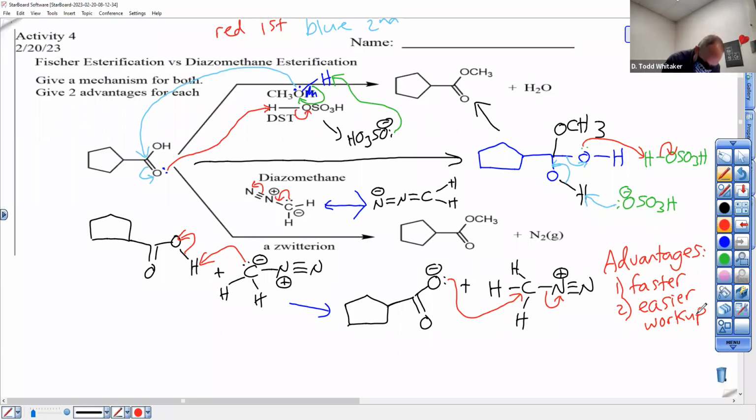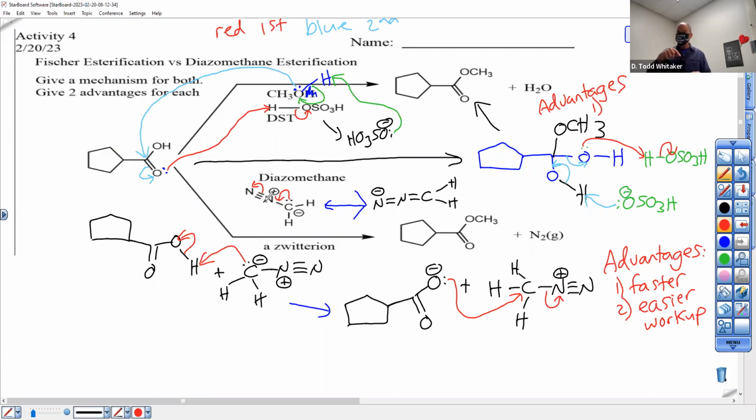And advantages here. Let me just talk to you about diazomethane. Diazomethane must be used immediately after you make it. It doesn't store at all. You can't have a bottle of it in the back room. There's a recipe you got to follow to make diazomethane, and then as soon as you make it, you add your carboxylic acid to it. So that's a disadvantage, right? So make it into an advantage up there.